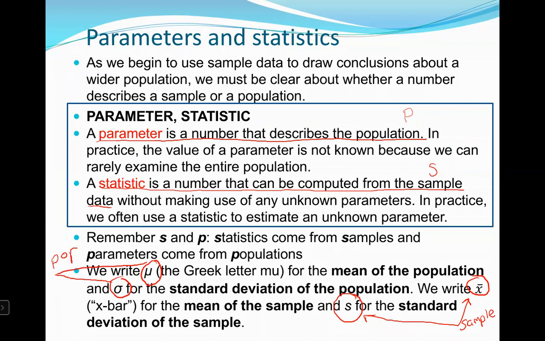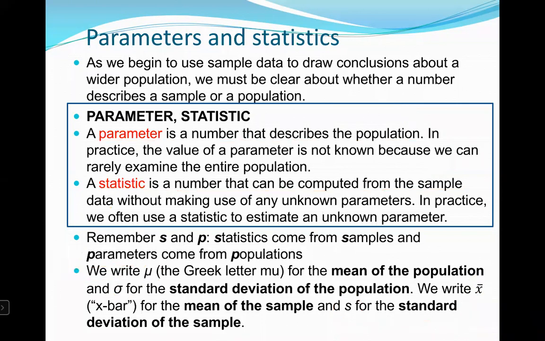So if you have Greek letters, you're dealing with population information, which is a parameter. If you have not Greek letters, like our regular English letters, then you are dealing with a sample, which means your numbers are a statistic.